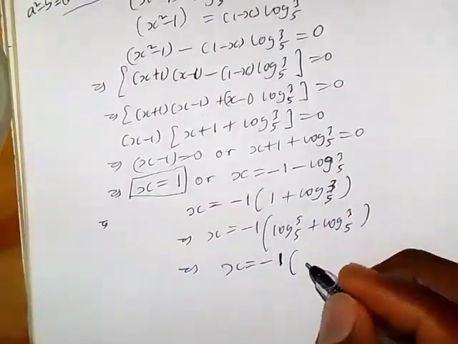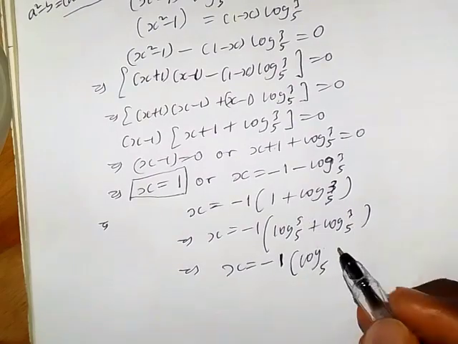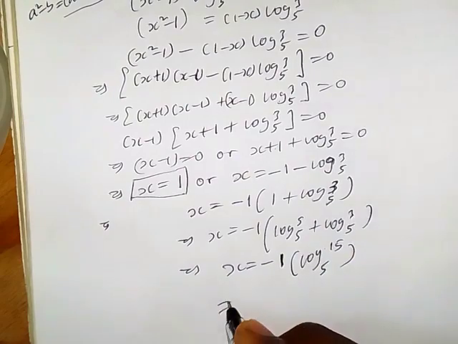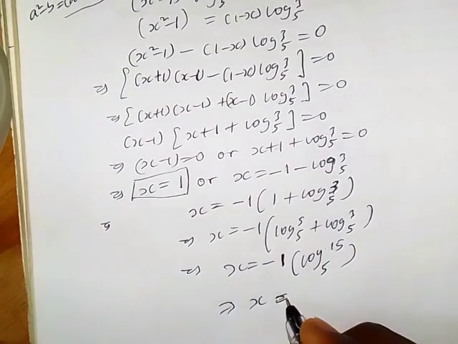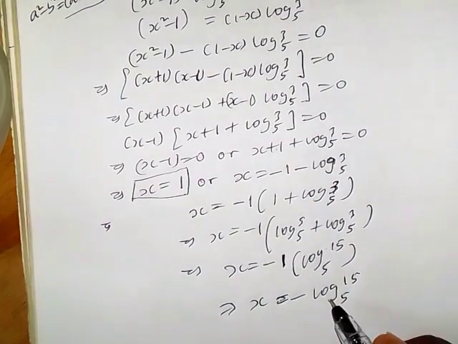So we have log 5 times 3, that will be log 15 base 5. The base is the same. So this implies that x equals minus log 15 base 5, which is the second solution.